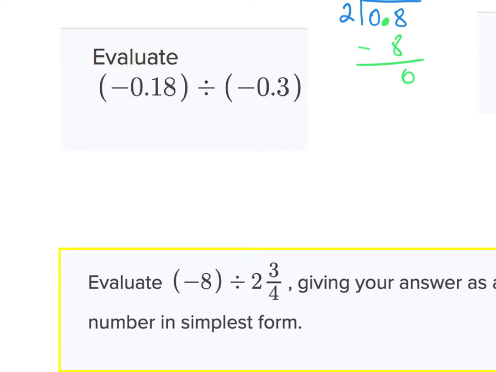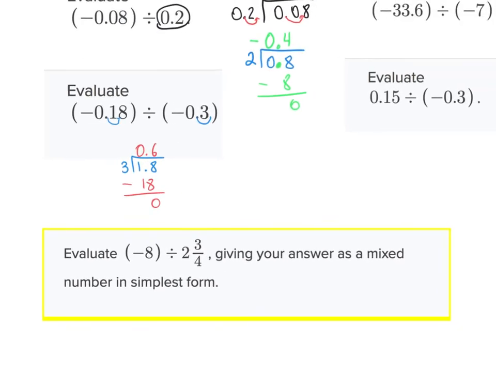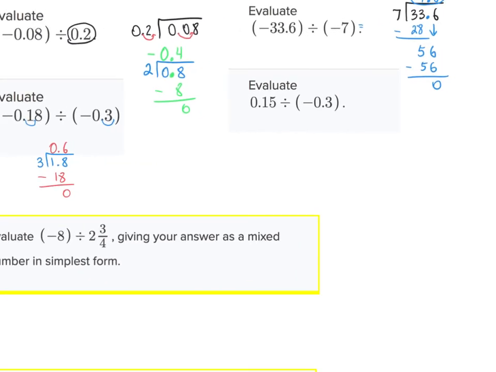Tell me what you got when you divided. So remember, first we need to move that decimal, so it becomes 3 divided by 1.8. What did you get for this one? You should have gotten 0.6, and we know our answer's positive. There. Let's check the next one.